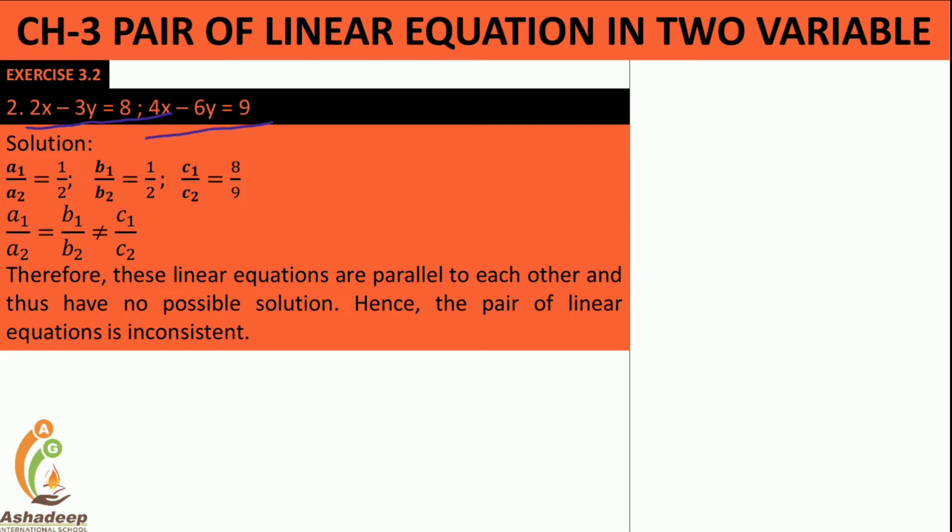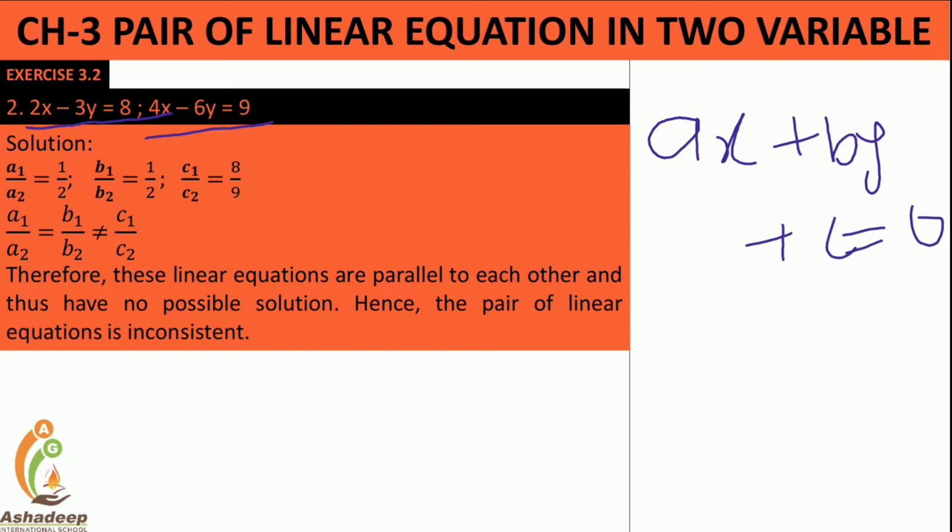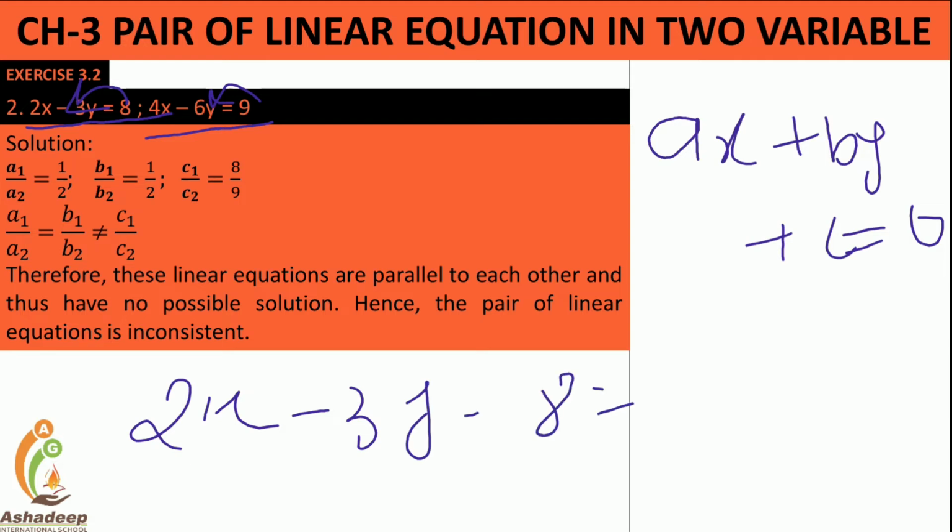So first of all we need to convert this into the standard general form, and that is ax plus by plus c is equals to 0, right? So we need to move this 8 onto the another side of equals and 9 onto the another side of equals. So it's nothing but 2x minus 3y minus 8 is equals to 0 and 4x minus 6y minus 9 is equals to 0. Okay, now let's move ahead.